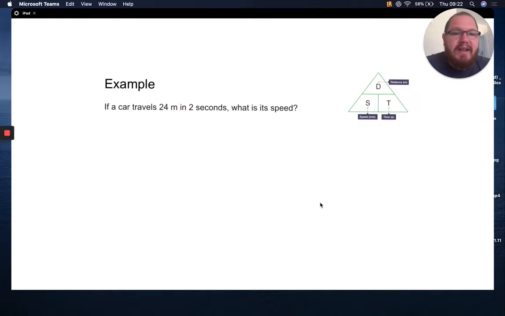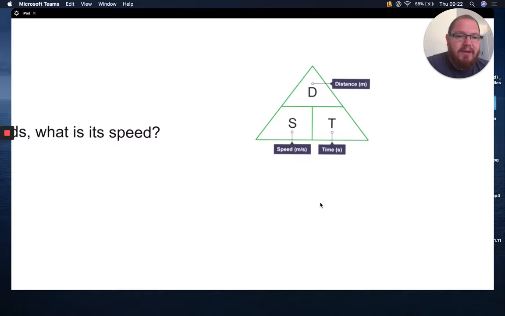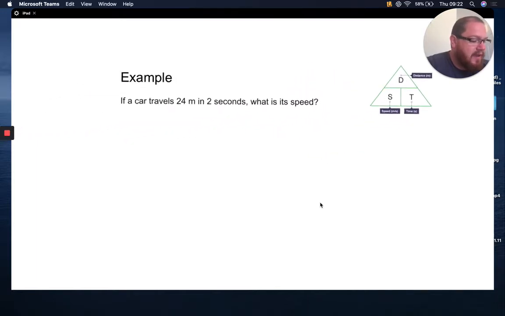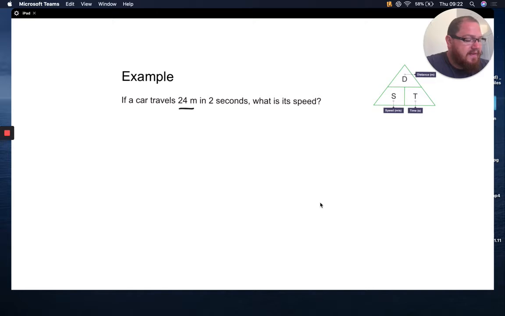So straight off with an example then. And this is the typical question. If a car travels 24 meters in 2 seconds, what is its speed? So I'm going to use this triangle to work this out now. So I've got distance, speed, time. I've got 24 meters and I've got 2 seconds. So I'm just going to write that down. This is how I'd like you to lay this out now. This is sort of a fail-proof method of writing everything. So I've got my distance, I've got my speed, and I've got my time. That's my three quantities in this case.